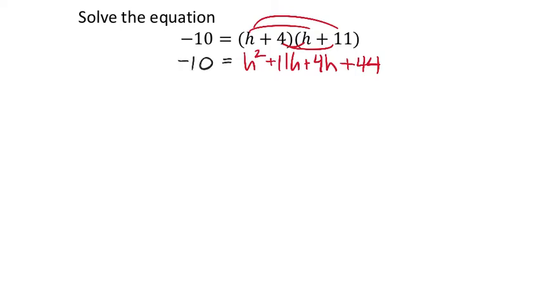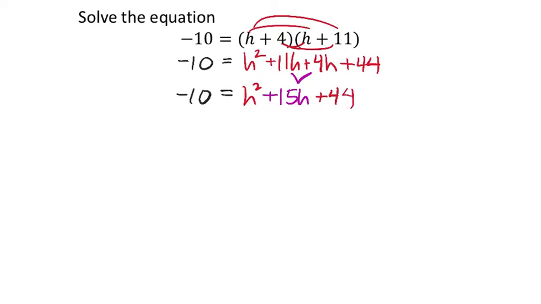Sorry about my handwriting, by the way. You could look to combine like terms at this point if you want. The 11 h's plus 4 h's is positive 15 h's. That's nice. So writing the rest of this, we got h squared plus 15h plus 44. So distribution, then combining like terms, which is what we did.